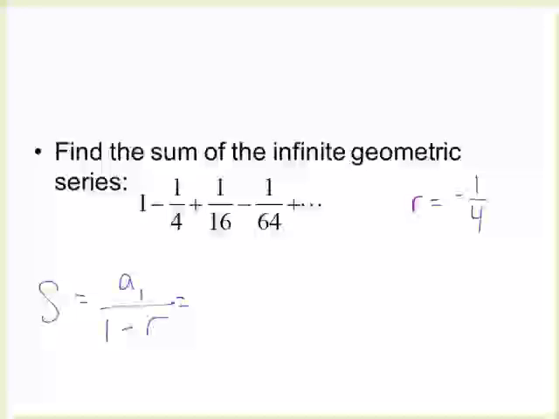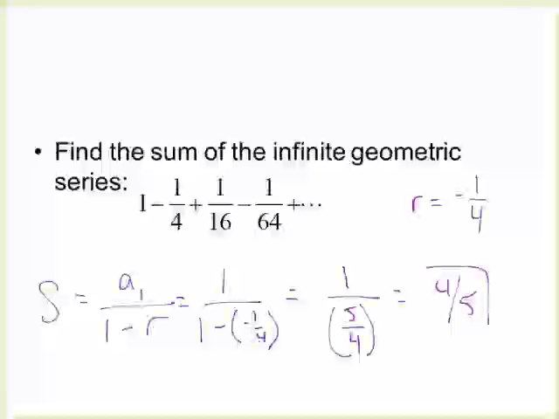What is a sub 1? A sub 1 means first term. So our first term is 1 over 1 minus, so that r is -1/4. Be careful with double negative. That's really adding 1/4 to give 5/4 in the denominator. And 1 divided by 5/4 is 4/5, or 0.8. So if I started adding up all the terms of this forever and ever, it's just going to keep on getting closer and closer to just being 0.8.